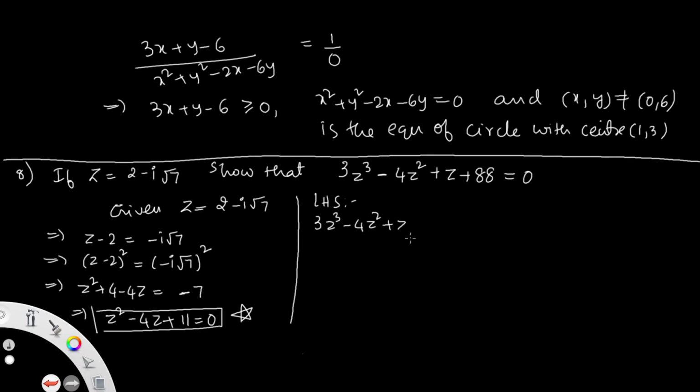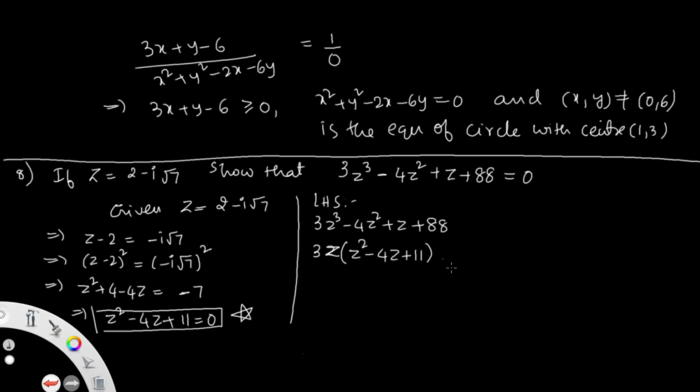The answer should be 0. First, by simplification, I am taking 3z as common, with the base z square minus 4z plus 11. That becomes 3z into z, meaning 3z cube, which is over. Next, the remaining term is minus 12z square, but we have to change it into minus 4z square.